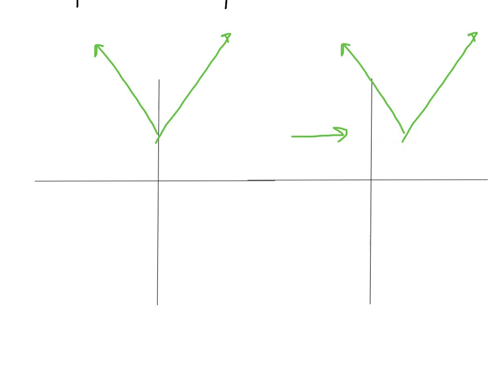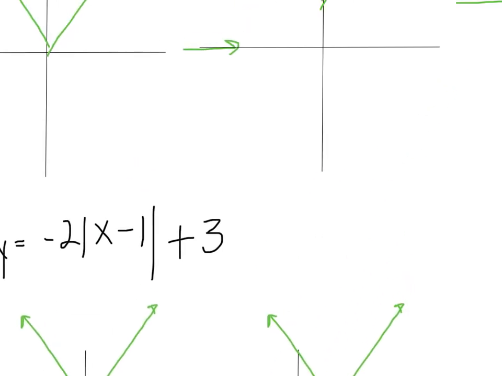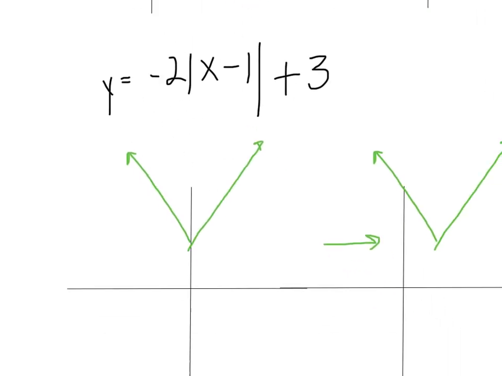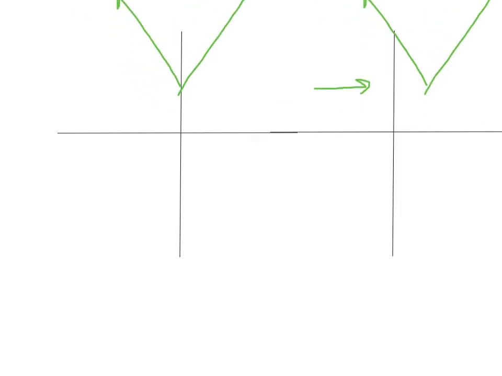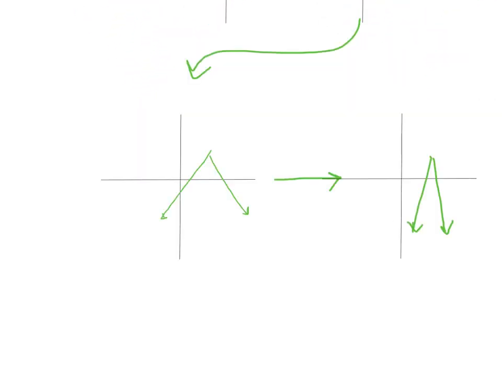And finally, we need to multiply it by the multiplier of negative 2. So the negative, remember, is mirroring it or reflecting it about the axis. So we need to flip that. After reflecting and then shrinking our graph, this is our final answer. This is our final graph.